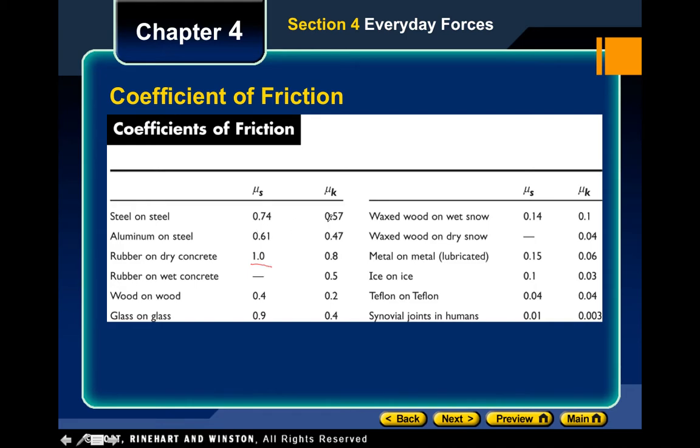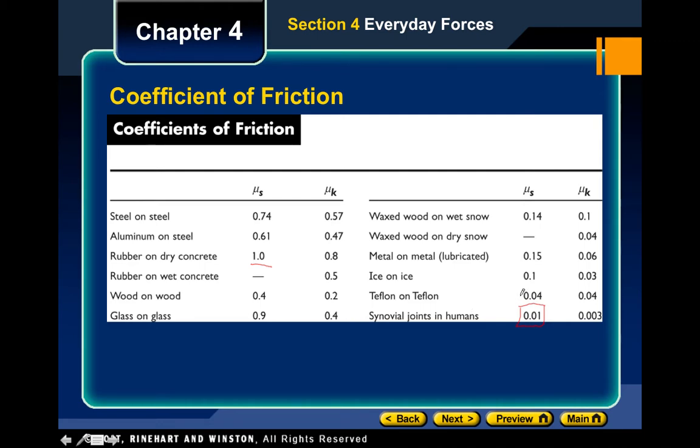Okay, on the flip side, synovial joints in the body. So think of your movable joints in the body. They have a coefficient of static friction of 0.01. So 1/100th the value of the weight of the objects there. That is a very low coefficient of friction, which means it can easily slide, which is what our synovial joints do. Think of your shoulder, your elbow, your hand, your knee. All of those are synovial joints that move.